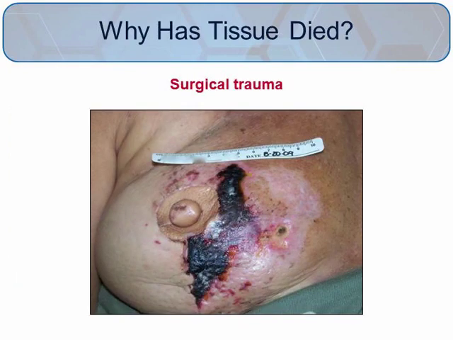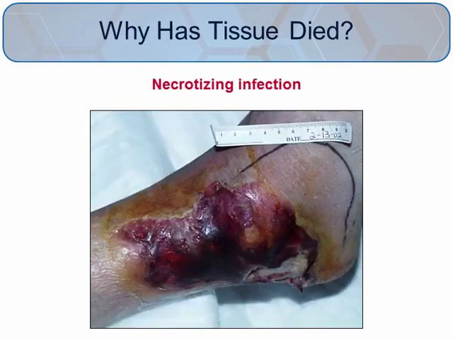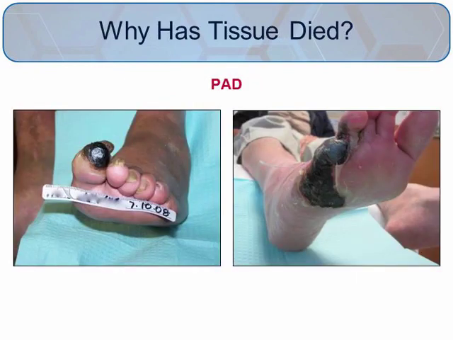You can also have tissue death from surgical trauma in a patient that had a breast reconstruction surgery, and part of the flap has necrosed due to lack of blood flow. You can also have patients that have necrotizing infection in which the infection itself leads to tissue death. And then, as we've already said, you can have patients with peripheral arterial disease, macrovascular disease from atherosclerosis that leads to impaired blood flow, tissue ischemia, and tissue death. Those are all common causes of tissue death and what we most commonly see in wound care.